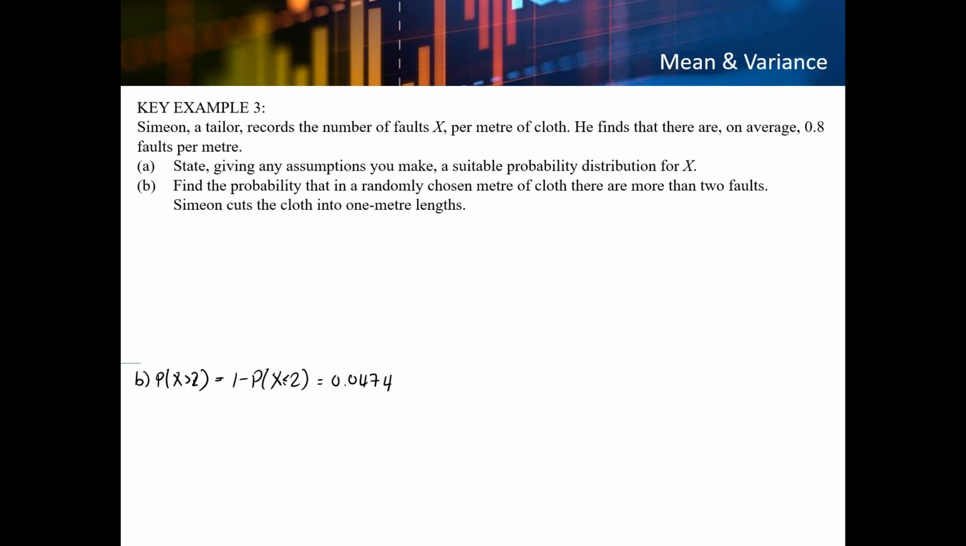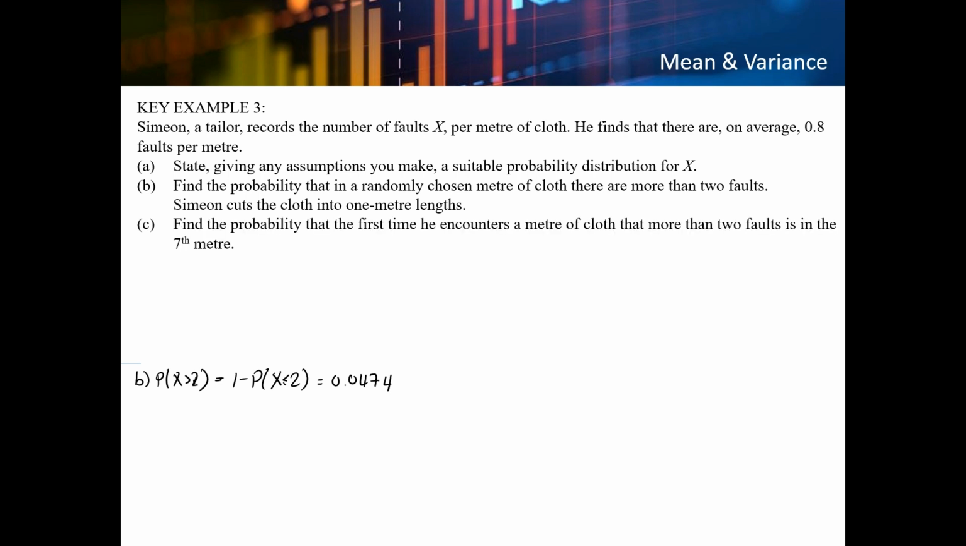Part C then, the preamble says Simeon cuts the cloth into 1 metre lengths. Okay, so now we've got a set of independent metre lengths. Find the probability that the first time he encounters a metre of cloth with more than 2 faults is in the 7th metre. We've got that first time idea that tells me I'm in the geometric distribution, and I need a probability. But I have that because I've worked out the probability of more than 2 faults in any given metre of cloth already. That was part B.